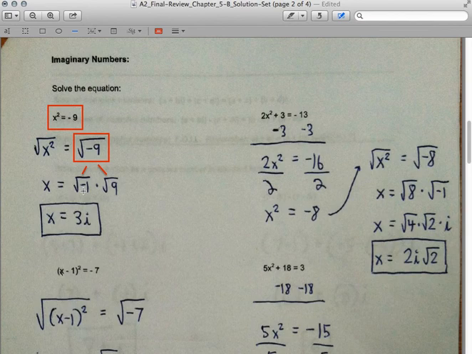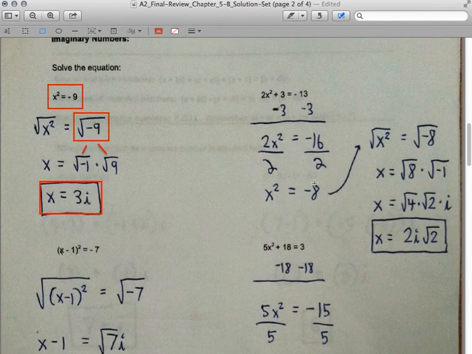So the square root of -1, as we stated, is represented as i, the imaginary number, and then the square root of 9 is 3. So in this case, x squared equals -9. When we take the square root of both sides, we are left with x equals 3i. And that is an imaginary number.